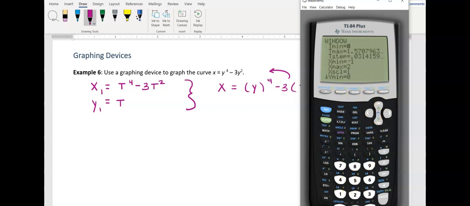So maybe we'll just do a y min of negative 5 to 5. And maybe I'll do negative 10 to 10, just to get our regular standard window. Okay, and if I go ahead and hit graph, now I can see what this picture looks like. And of course, I can adjust my window as needed to see it a little more clearly, but this is the general shape of our graph. So you can use the idea of parametric to help you graph things in terms of another variable.